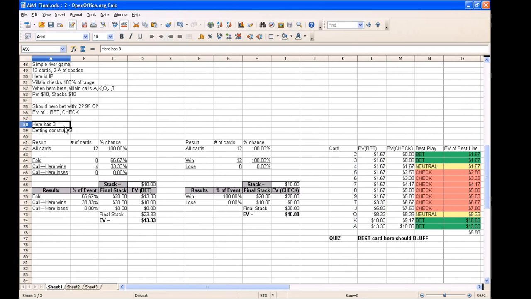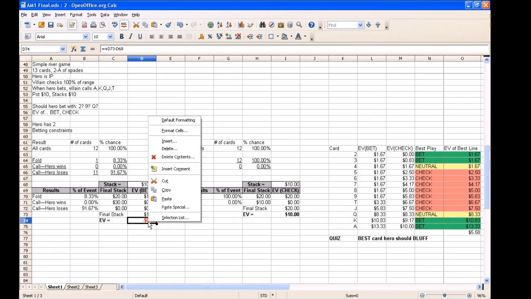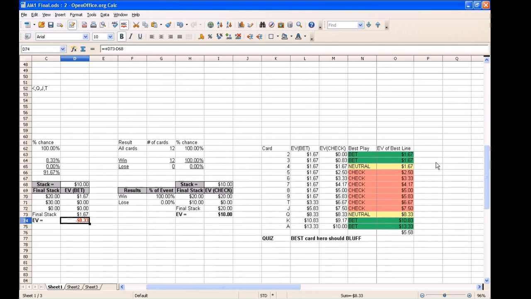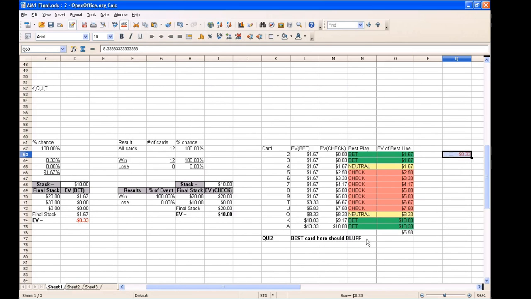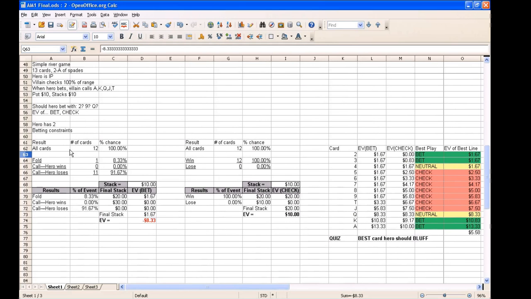So now we have a two. I'm curious how the EV will change. When we have the two, he folds the three and he calls with everything else. We never win when he calls, and he calls with a better hand: four, five, six, seven, eight, nine, ten, jack, queen, king, ace, 11 cards. So when we bet the deuce and he starts calling, he makes the correct adjustment. We're losing 833. When we've got the three, it's the same situation. He's going to fold the deuce and call with everything else and win.